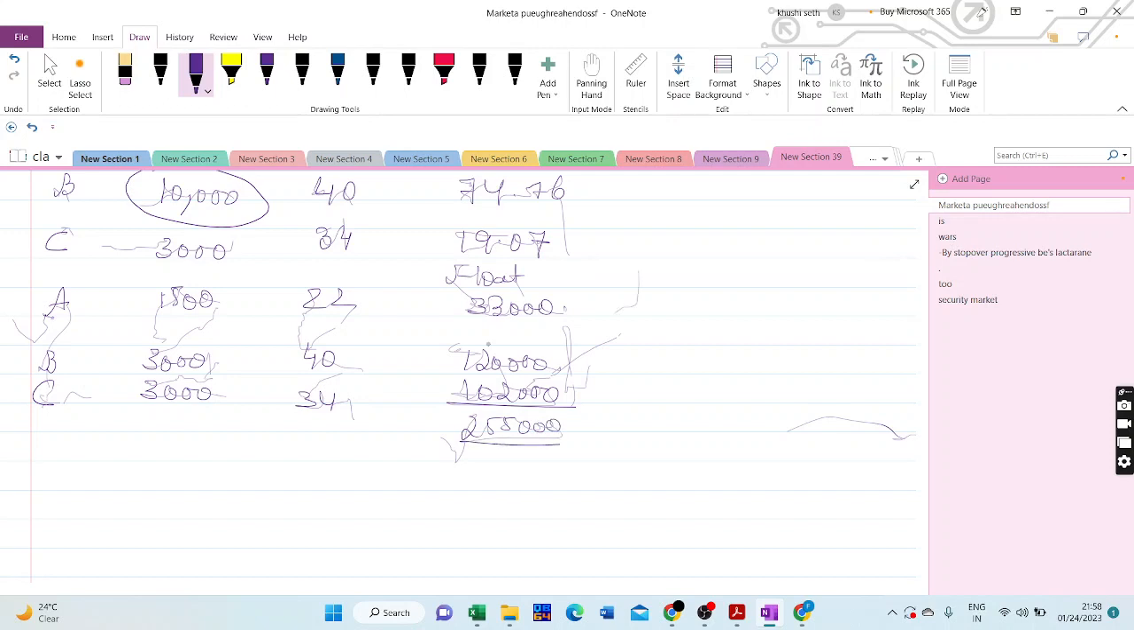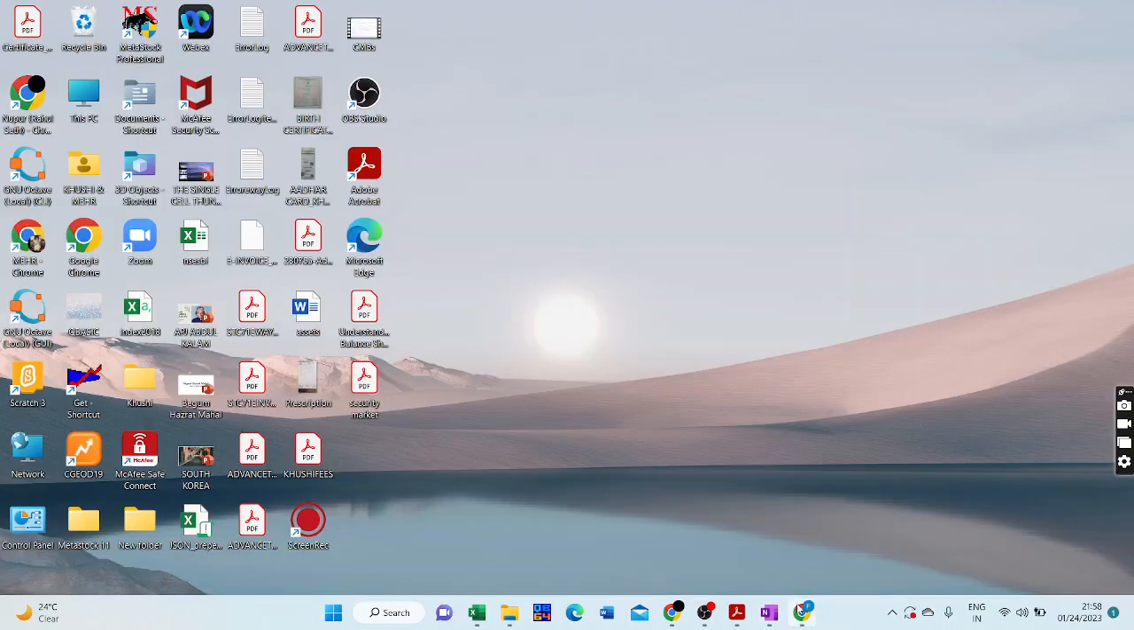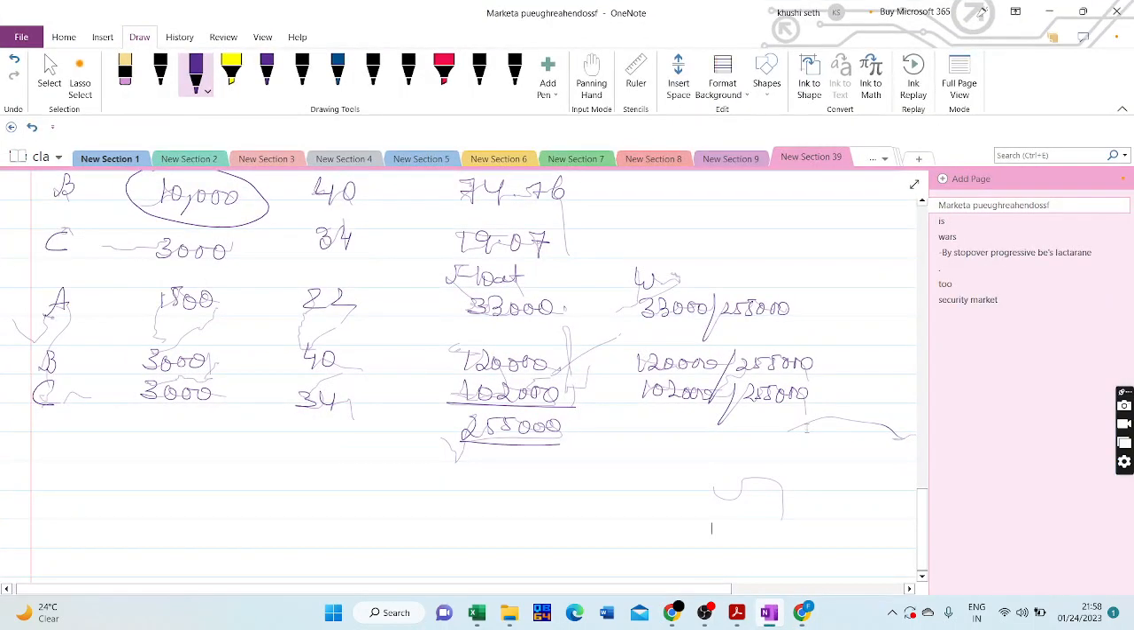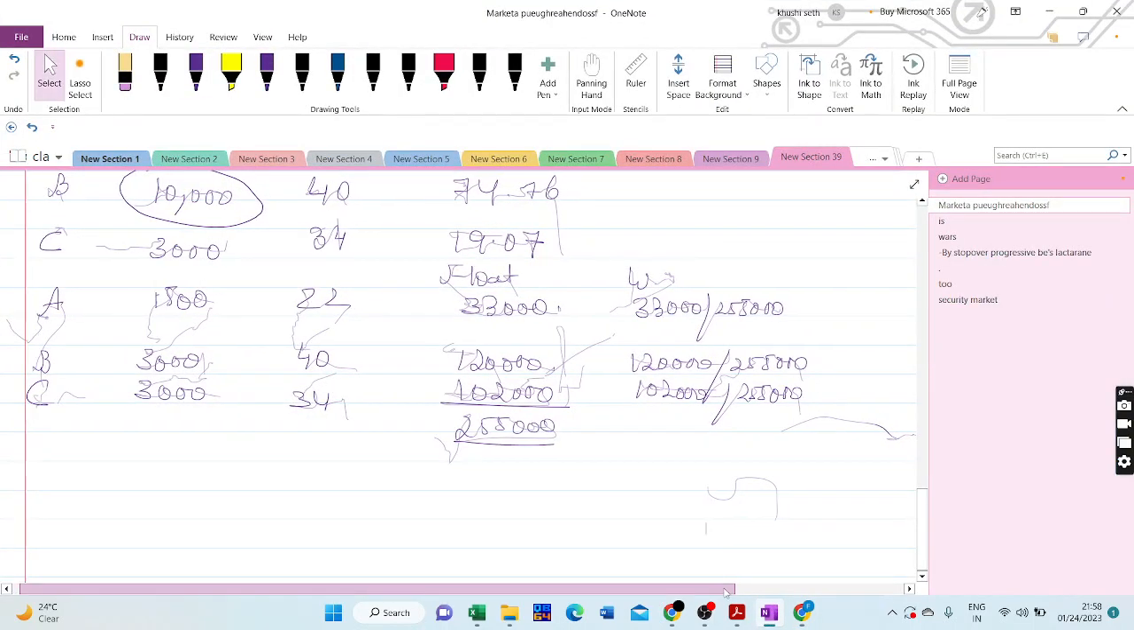Okay. So the weight of each security in a float adjusted market cap index would be 33 by 255. Weight of stock A would be 33 by 255. Weight of stock B was 120 by 255. And weight of stock C would be 102 by 255. Now please calculate each of the weights.